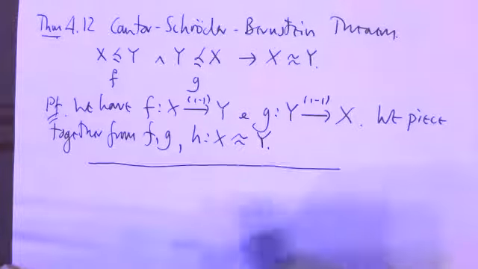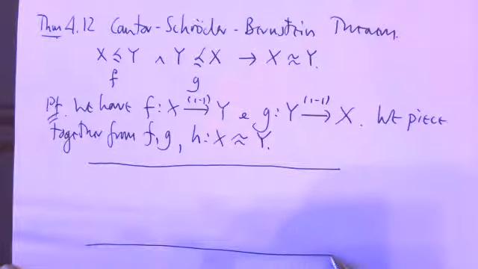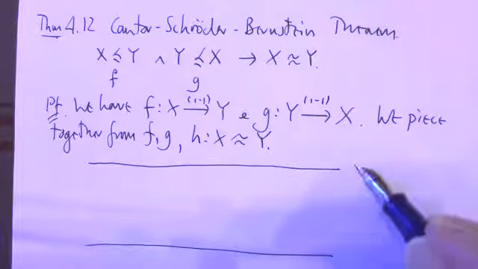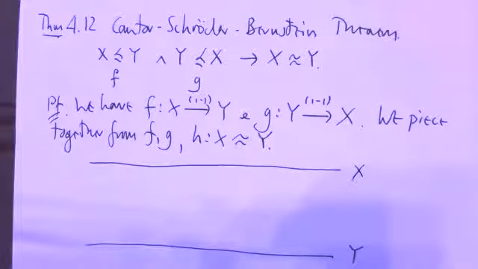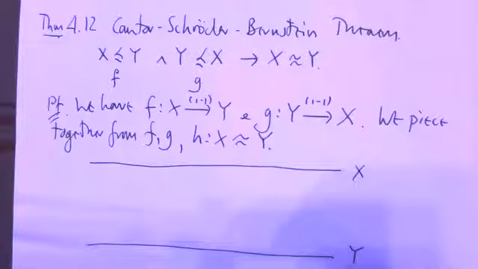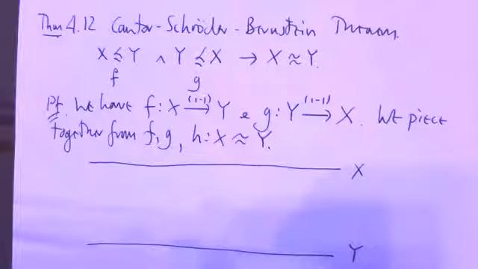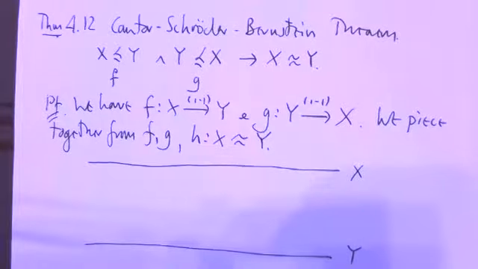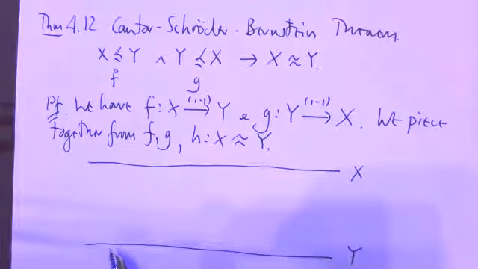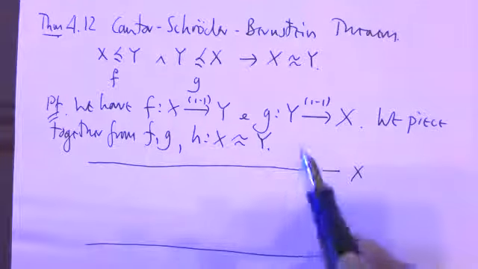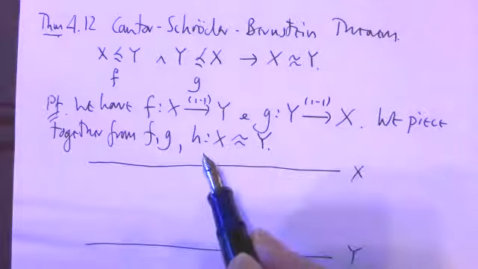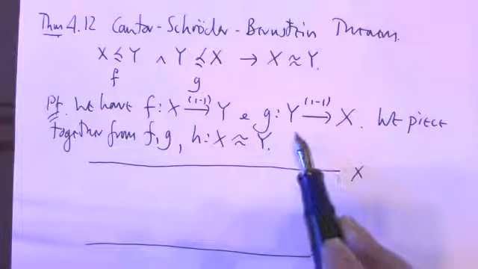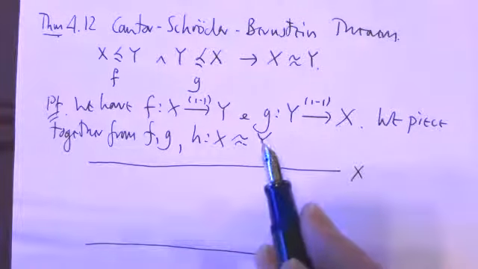So let's somewhat fancifully write out x here and y here. So here's x and here's y. So f is going in this direction and g is going up the page here. Right? So what we're going to do is, okay, g is 1-to-1. If it was onto, we'd be finished. g to the minus 1 would be our h. So the range of g is not all of x.